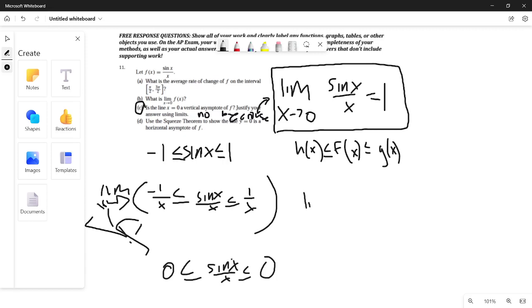Wait, I'm confused, because how is -1 over 0 equal to 0? No, well, because I'm substituting infinity. It's -1 over infinity, because you have to find the limit. Okay, I didn't realize you actually needed me to write out the limit part. Here you go. You substitute infinity in.